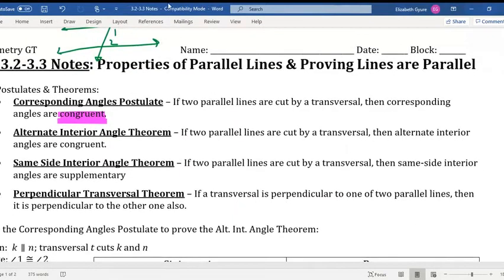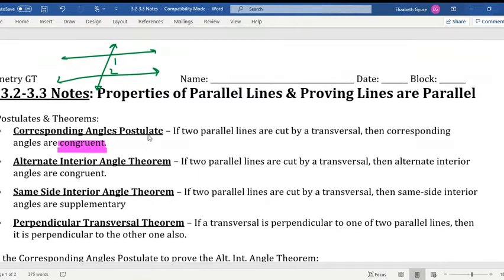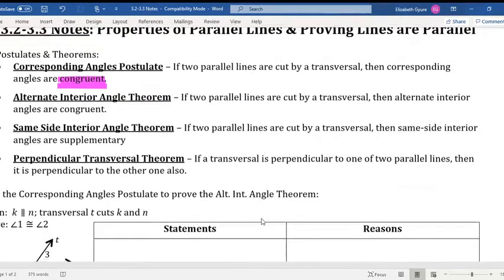If they're supplementary, what's that mean? Ashley? They're going to have a sum of 180 degrees. Okay, good. And then the perpendicular transversal theorem. This says if a transversal is perpendicular to one of two parallel lines, then it is perpendicular to the other one also. Kind of similar to the theorem, the always, sometimes, nevers we talked about a bit today.